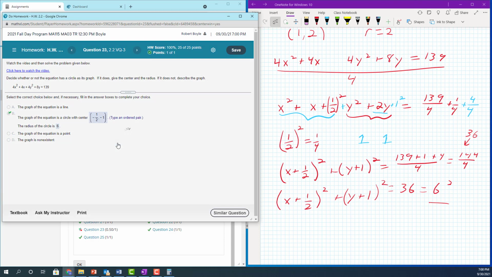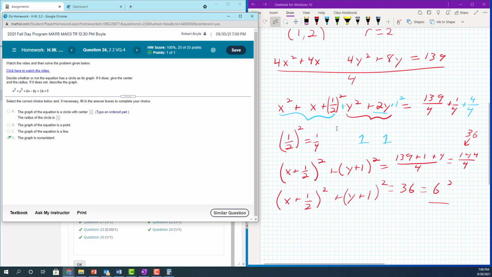And that's basically how you do those 3 problems. And actually, this was one of the tougher problems that you're going to find as far as doing these. And there you have it.